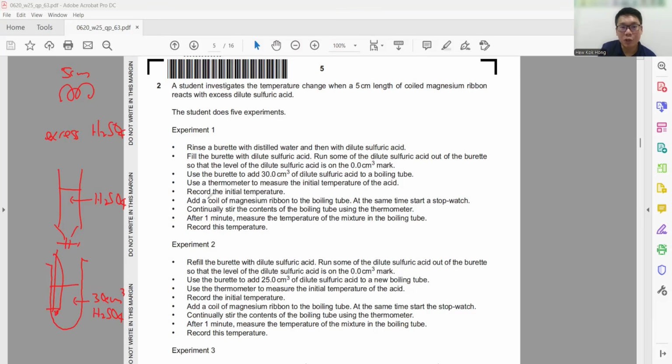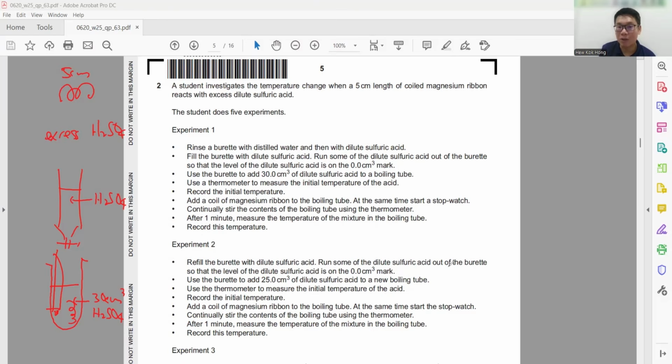Record the initial temperature, then add a coil of magnesium ribbon to the boiling tube. At the same time, start a stopwatch. Continually stir the contents of the boiling tube using the thermometer. After 1 minute, measure the temperature of the mixture in the boiling tube. Record the temperature. Then experiment 2, they refill the burette with dilute sulfuric acid.